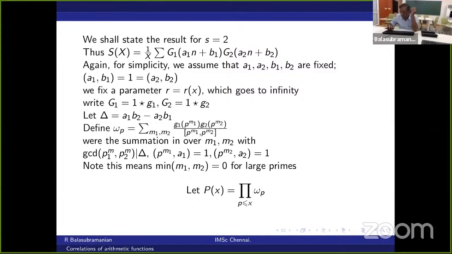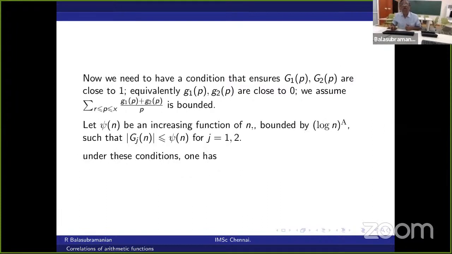Now, I said earlier that when g1 of p and g2 of p are rather small, we have to say precisely in what sense they are small. And the assumption which we are making is that the summation of g1 of p plus g2 of p, divided by p, is bounded for r less than or equal to p less than or equal to x. And then we also need some estimate on the capital G, and we will assume that psi of n is a decreasing function of n, which is bounded by a power of log n, such that Gj of n is less than or equal to psi of n.